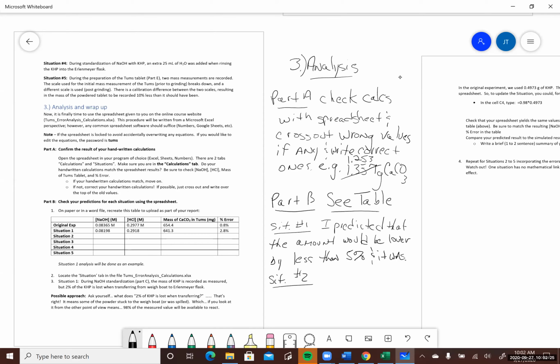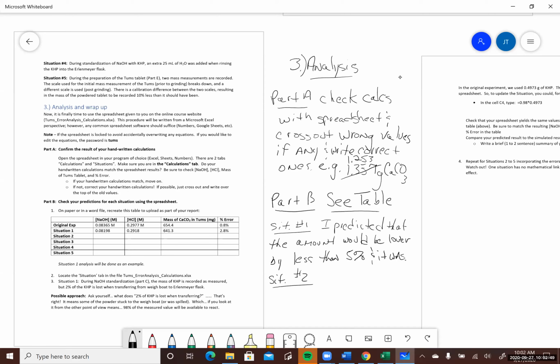So that's kind of the purpose of this lab, is to make you not only aware of what errors could occur, but whether they were important or not in your main value that you were reported, or the main purpose of the lab.